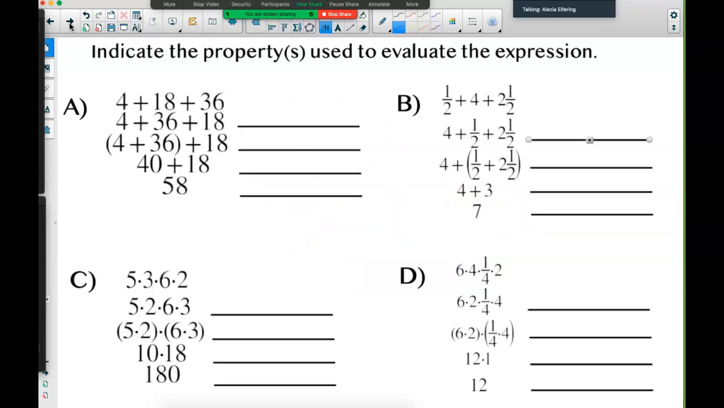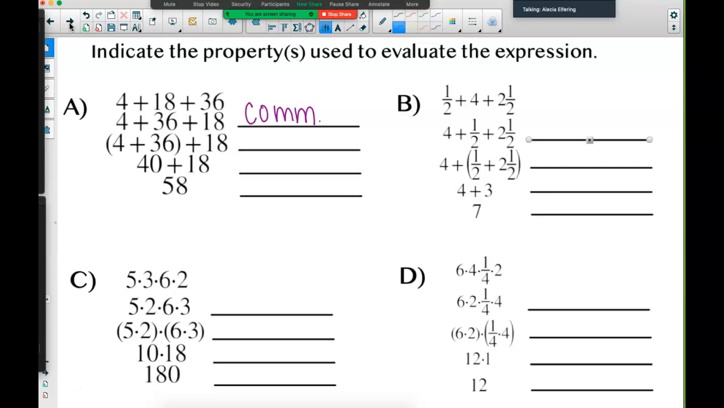So let's look at an example. You don't have to write these down because I'm going to post this on Canvas and you'll be able to see it. Look at letter A. It started as 4 plus 18 plus 36, and I changed it to 4 plus 36 plus 18. What property did I use to change the order? Commutative. So you would have to tell me that's the property you used. And it's going to be a drop-down box, like you pick the property.